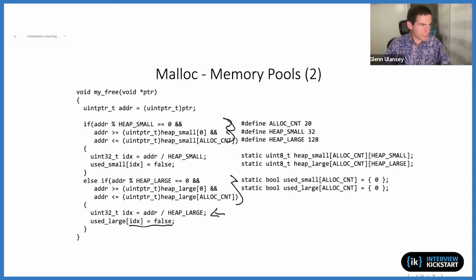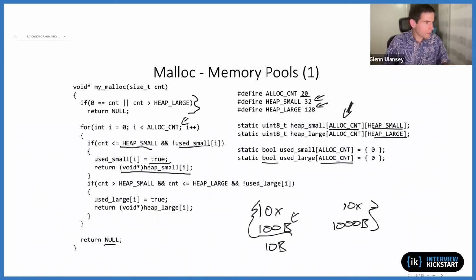This implementation, hopefully, is relatively simple. There's obviously a little bit of math to figure out whether something was in one pool or another, a little bit of math to figure out what entry it was. So there's a little bit of math involved here and things to do wrong, but both for free and for malloc, hopefully the implementation of both of these is relatively straightforward and simple.